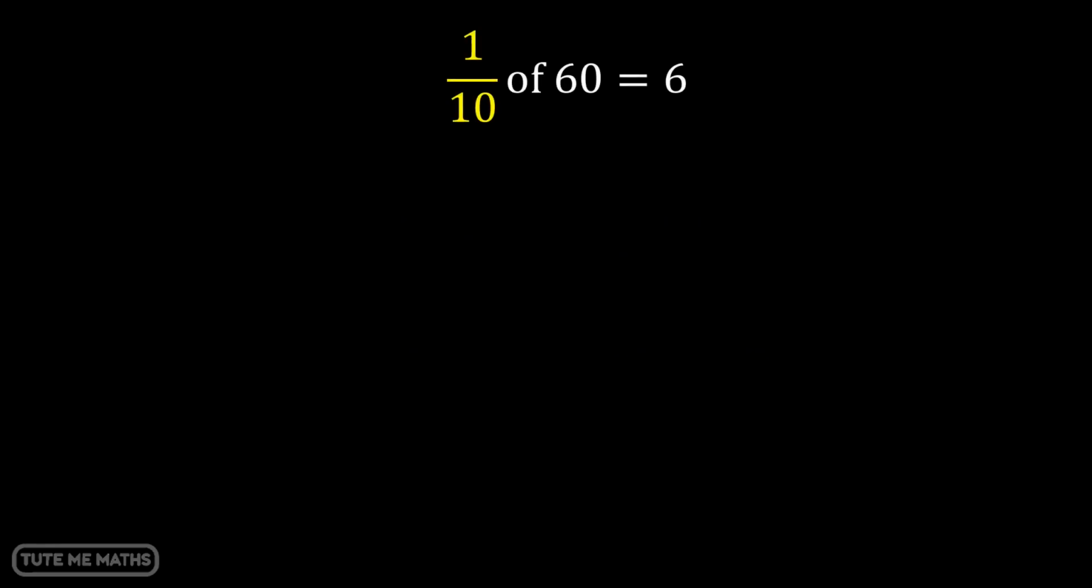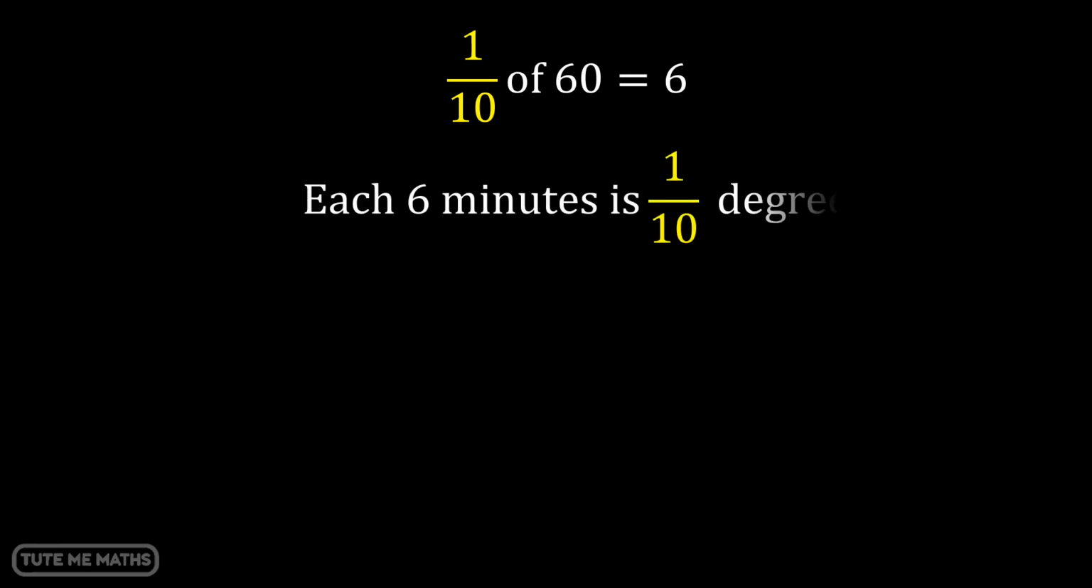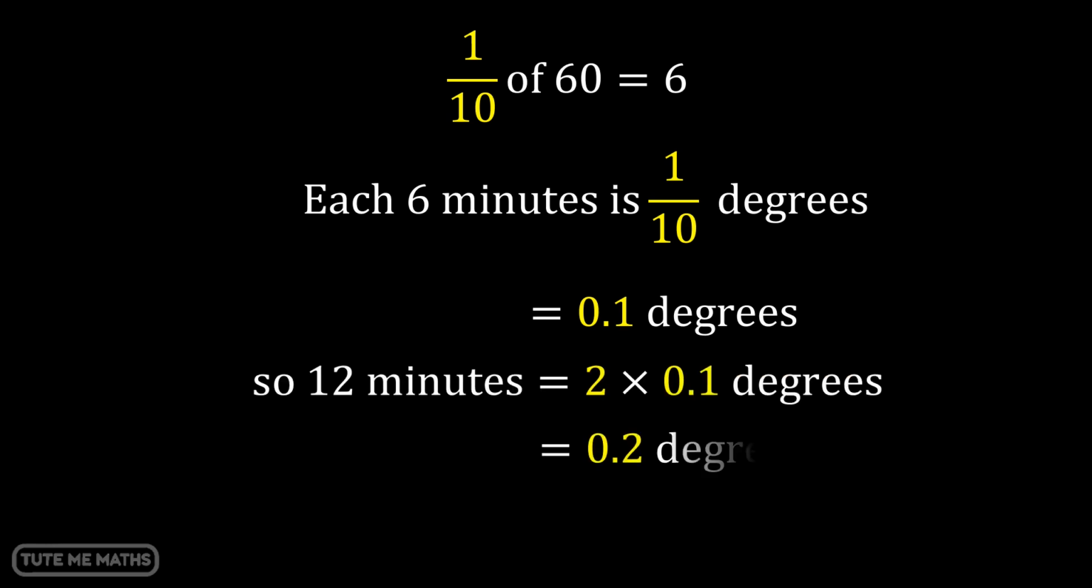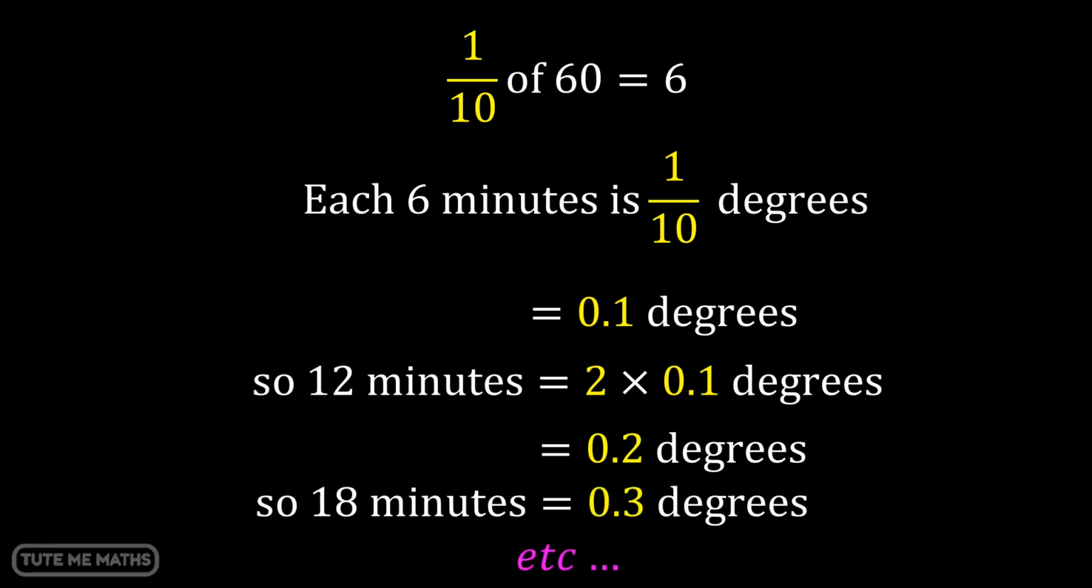Of particular interest is 1/10 of a degree, which equals 6 minutes, since this helps us convert to and from decimal form. Each 6 minutes is 1/10 of a degree, which is 0.1 degrees. So 12 minutes is 0.2 degrees. 18 gives us 0.3, etc.